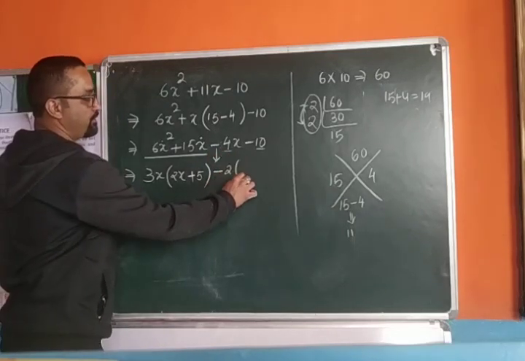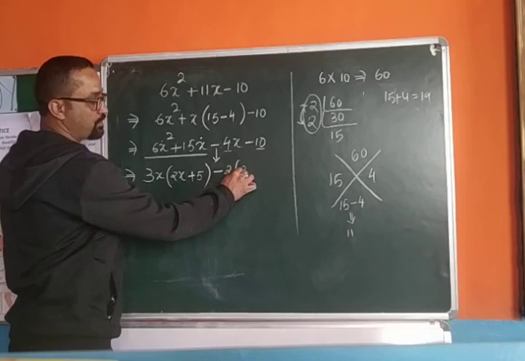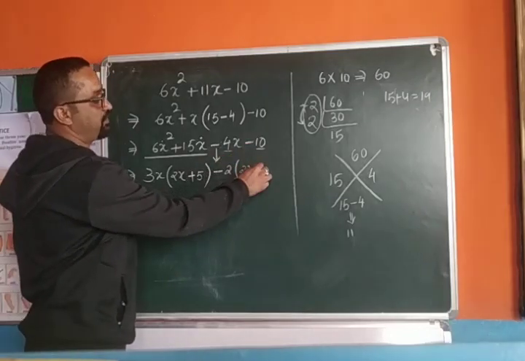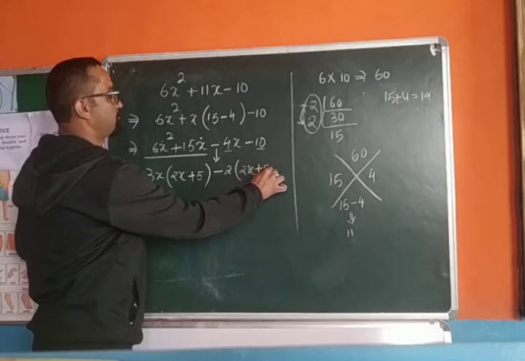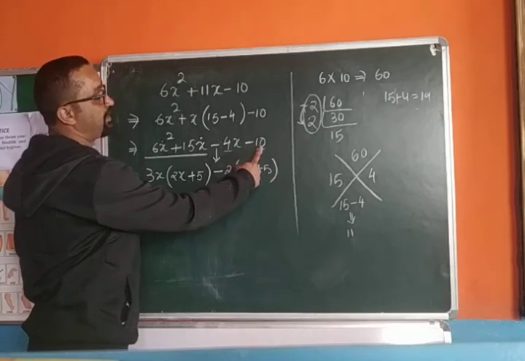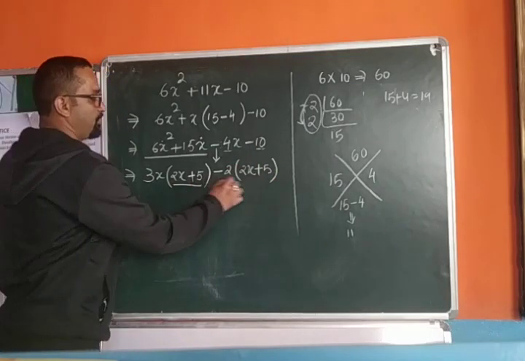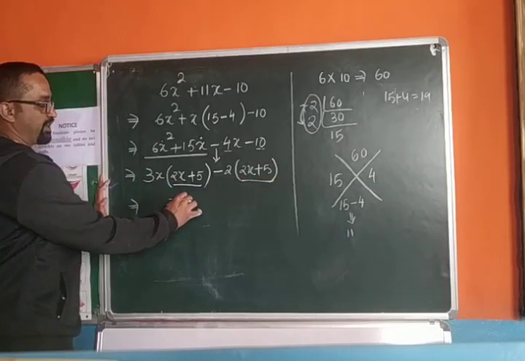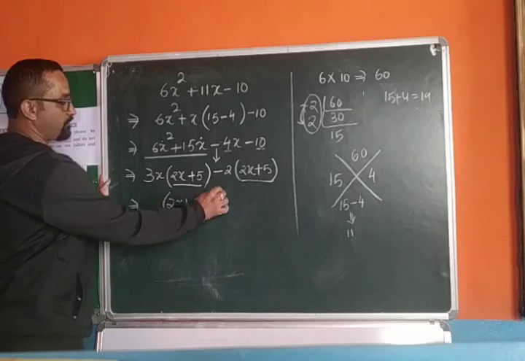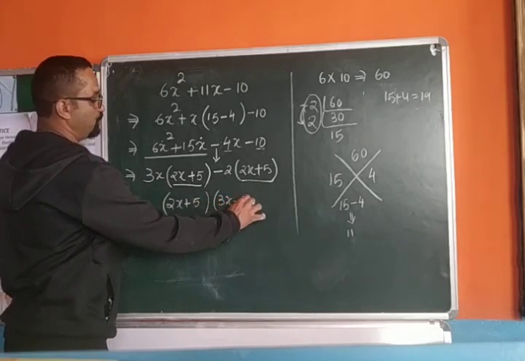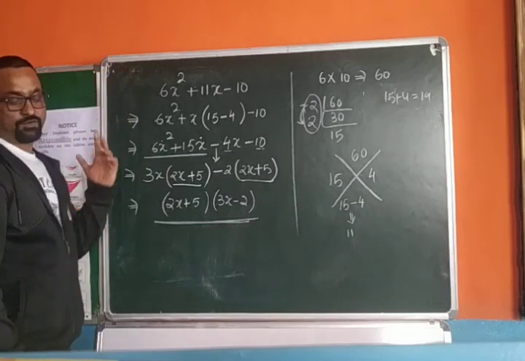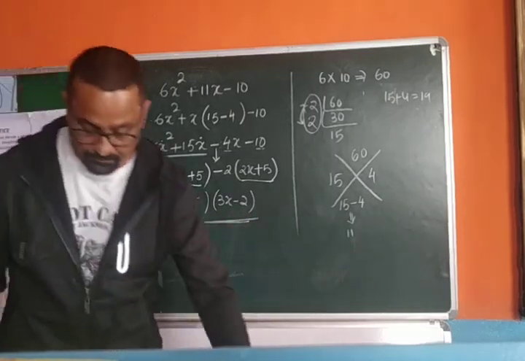2 is common. 2 how many times 4? 2 times. Minus sign is taken common. So this minus will change to plus. And 2 5 times is 10. Take the numbers inside the bracket again common. 2x plus 5, 3x minus 2 are the factors of the given trinomial.